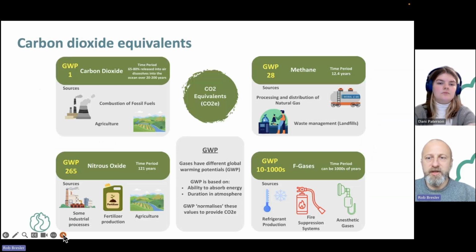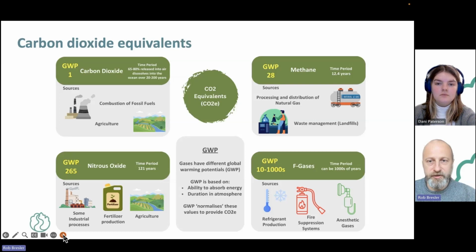Carbon dioxide is used as the benchmark. When we're looking at footprinting, carbon dioxide has a value of 1, and it will stay in the atmosphere anywhere between 20 to 200 years. Whereas methane will stay in the atmosphere for a shorter period of time, only 12 years. However, it has the ability to absorb, radiate and trap heat 28 times greater than carbon dioxide.